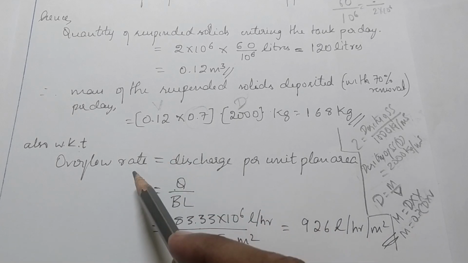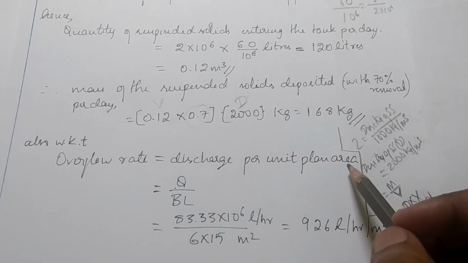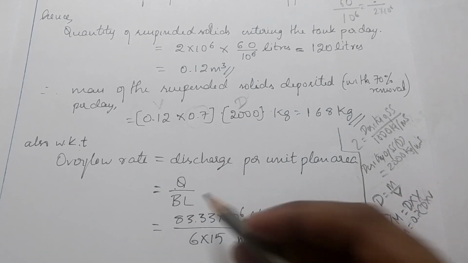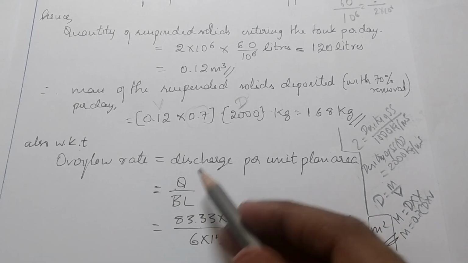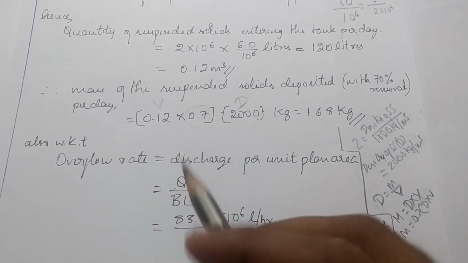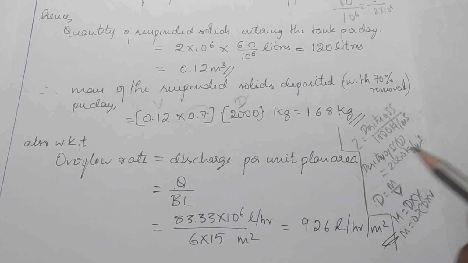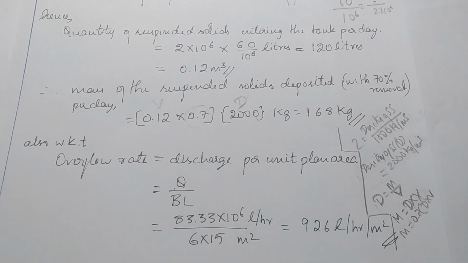So the next thing is we need to find out the overflow rate. Overflow rate is nothing but the discharge per unit plan area. So we can write it as Q by BL, discharge by BL. We know the discharge, as we have solved it in the previous problem, in liters per hour, and we know B, that is 6 meters, and length as given in the data itself, 15 meters.